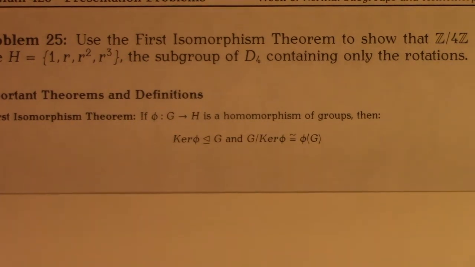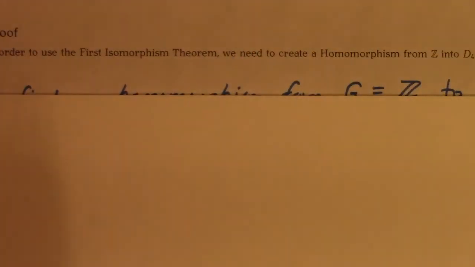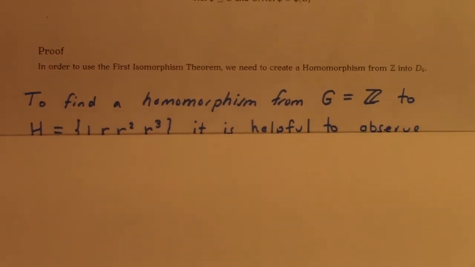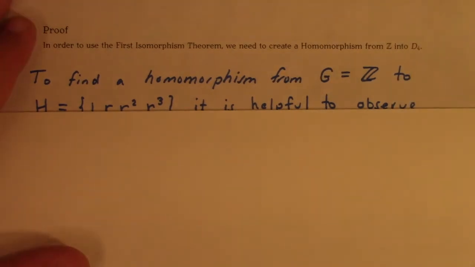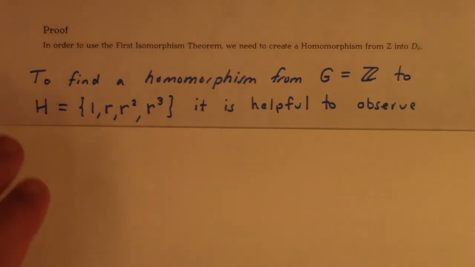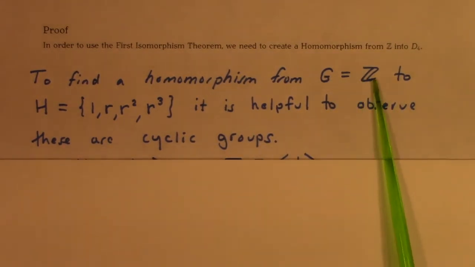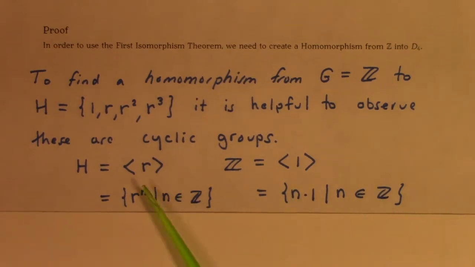How do we construct a map? To find a homomorphism from G, which we're calling Z, to H, which is 1, r, r squared, r cubed, I think it's helpful to observe that these are both cyclic groups. The integers are a cyclic group, and this group of rotations is also cyclic. In particular, it is generated by r.